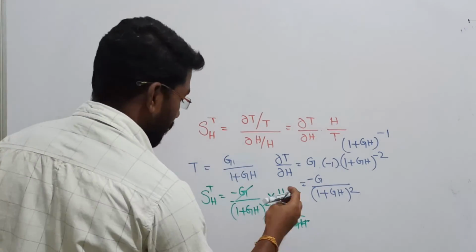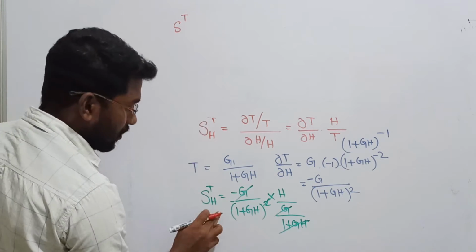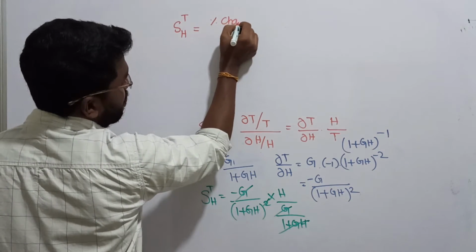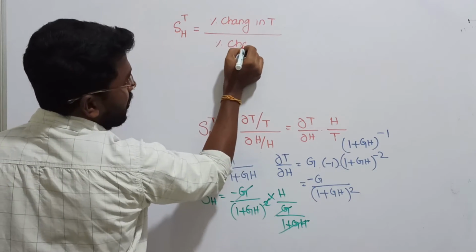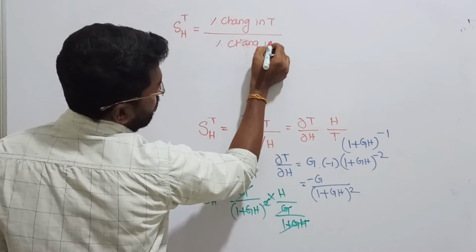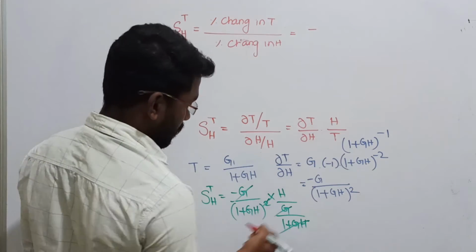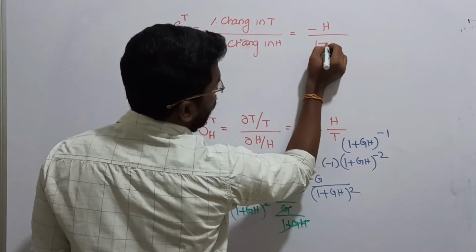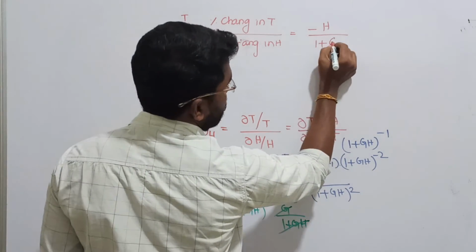So let us see what will happen here. The sensitivity of the overall transfer function with respect to the feedback parameter can be written as percentage change in T upon percentage change in H. So it should be equal to minus H divided by minus H upon 1 plus GH. Yes, of course that is correct. So this is correct: 1 plus G into H.